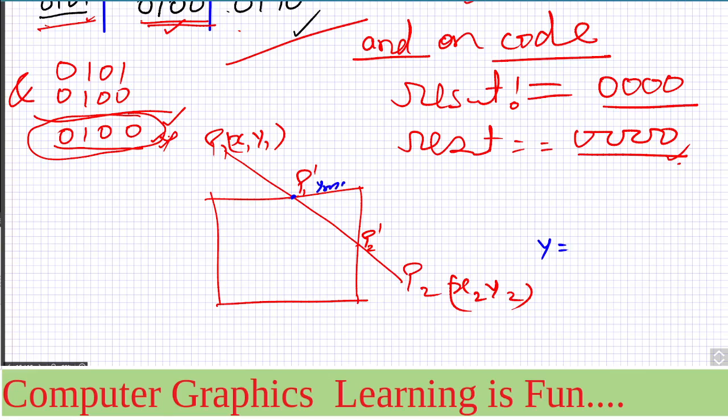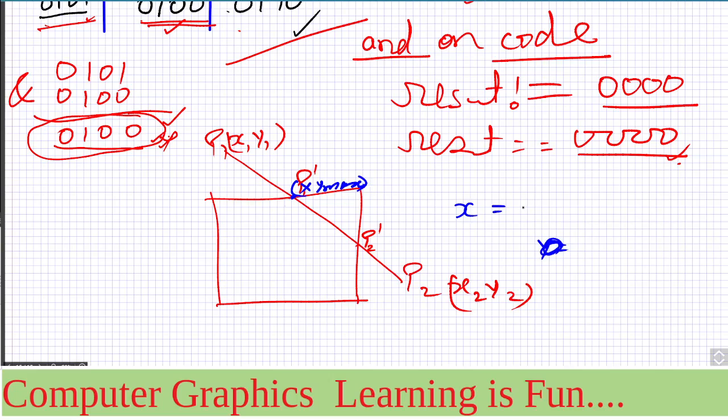Yes, definitely it is y max. And you don't know about the x, so let me keep it as x. Now you understand that this point lies on this particular line. So now check it out. What you need to check? You need to check the x value.